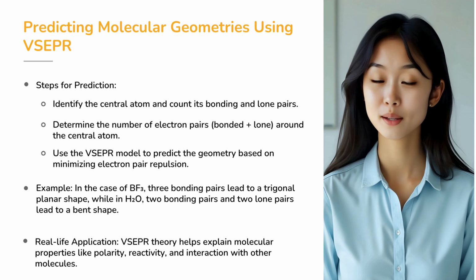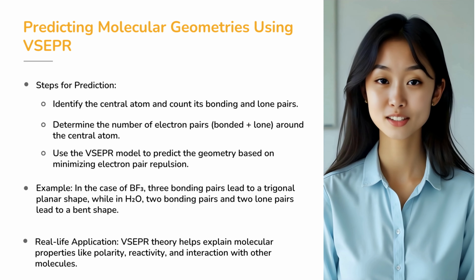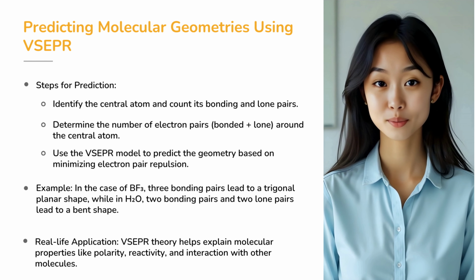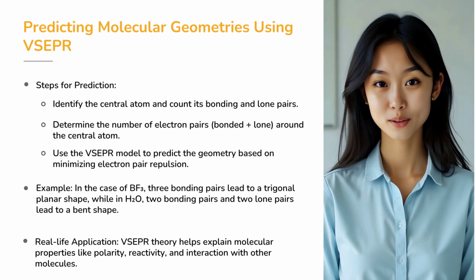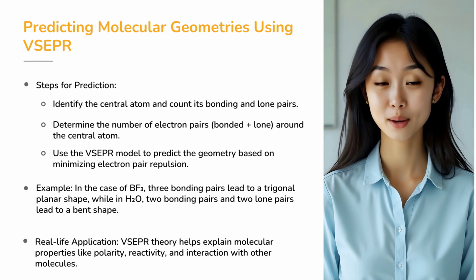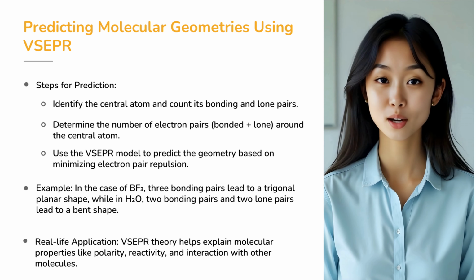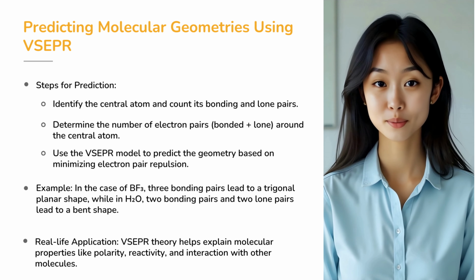For example, if there are 4 bonding pairs around the central atom, you know it's a tetrahedral shape like in methane, CH4. If there are 2 bonding pairs and 2 lone pairs, like in water, H2O, the shape will be bent. This method works wonders for small molecules and helps us understand molecular behavior, from how they react to how they interact with light, heat, and other molecules.